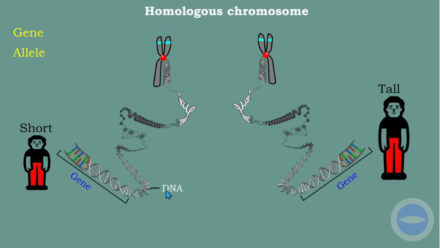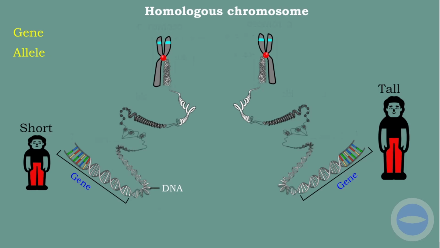Another example is here. Let's say this gene codes for height. So this one is short, and here this gene codes for tall. That means the maternal chromosome has the code for tall, and the paternal chromosome has the code for short. These things are called alleles. This one is the short allele, this one is the tall allele. I hope I make sense.